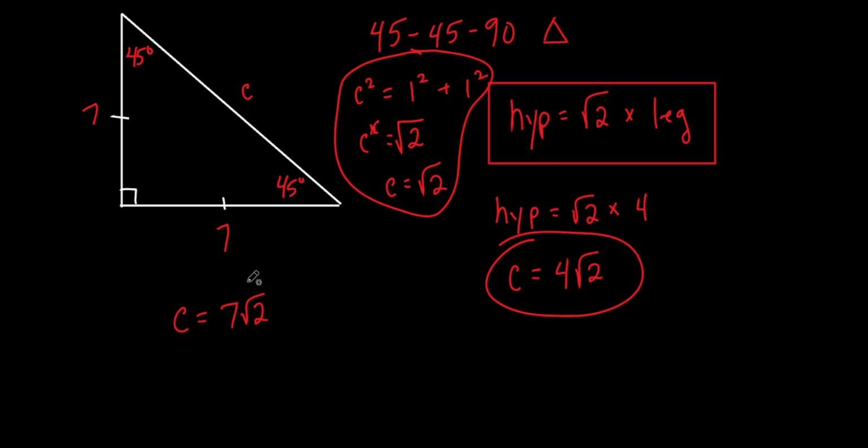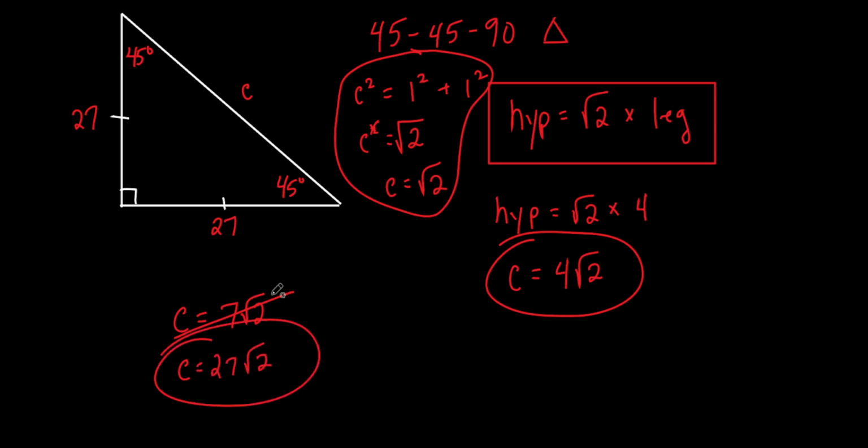Make sense? All right. Let's try another one. Same thing. I just want you to think a little bit. What if this was 27, and this was 27? What is C? It's just 27 times the square root of 2. Make sense? All right. It's not always going to be quite that easy.